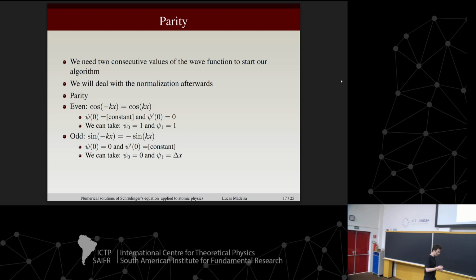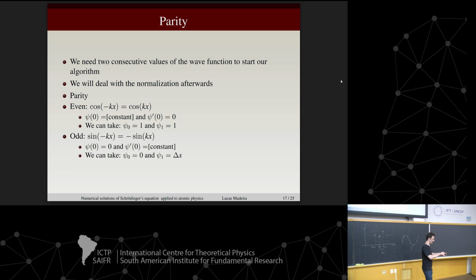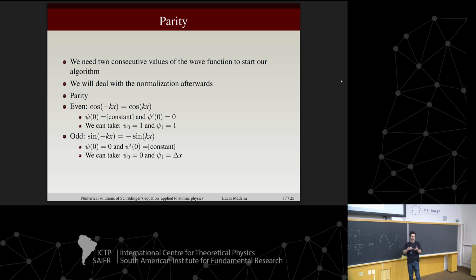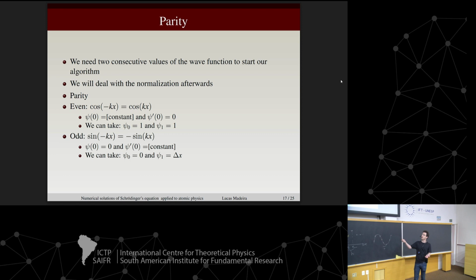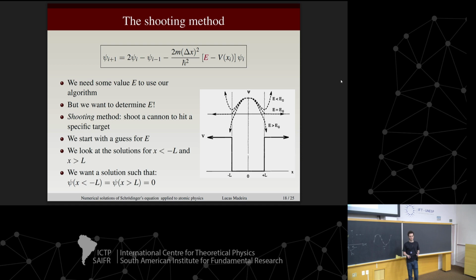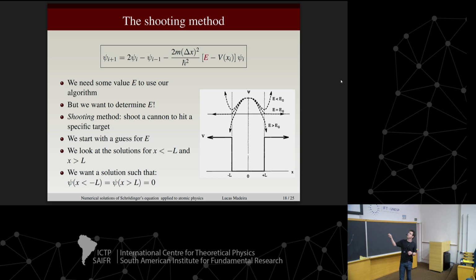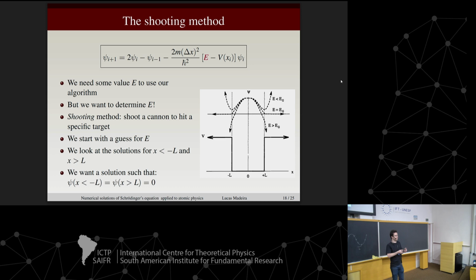Good. Okay, so I have an equation that if I give two values of the wave function, two consecutive values, I get a third. And I have two points to start my algorithm for both cases, even solutions and odd solutions. Do I have everything that I need to solve my problem? Well, not yet, because now the problem becomes this energy here. When you're solving the Schrödinger equation, you are solving for the wave functions, yes, which are eigenstates, but you also need the eigenenergies, right?